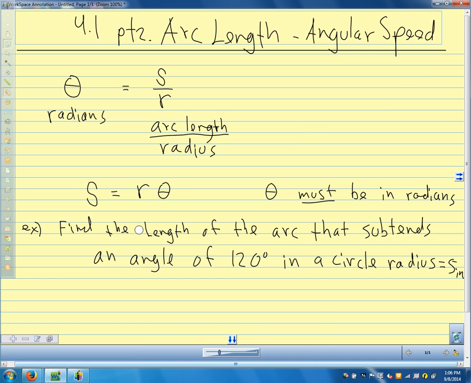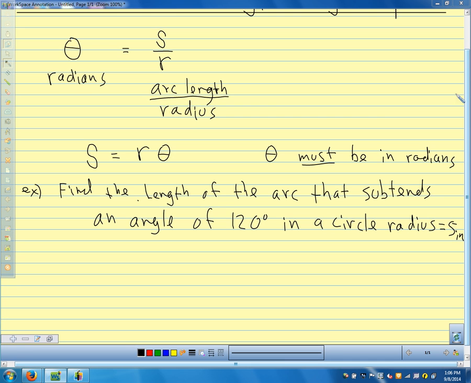So that's a kind of question that you might be asked. And what this is asking us, so I'm going to draw a quick sketch here. There's my circle. There's my 120 degree angle. There's my 5-inch radius, and it wants to know how far is that arc length. So that's what the question is asking. What is that arc length?